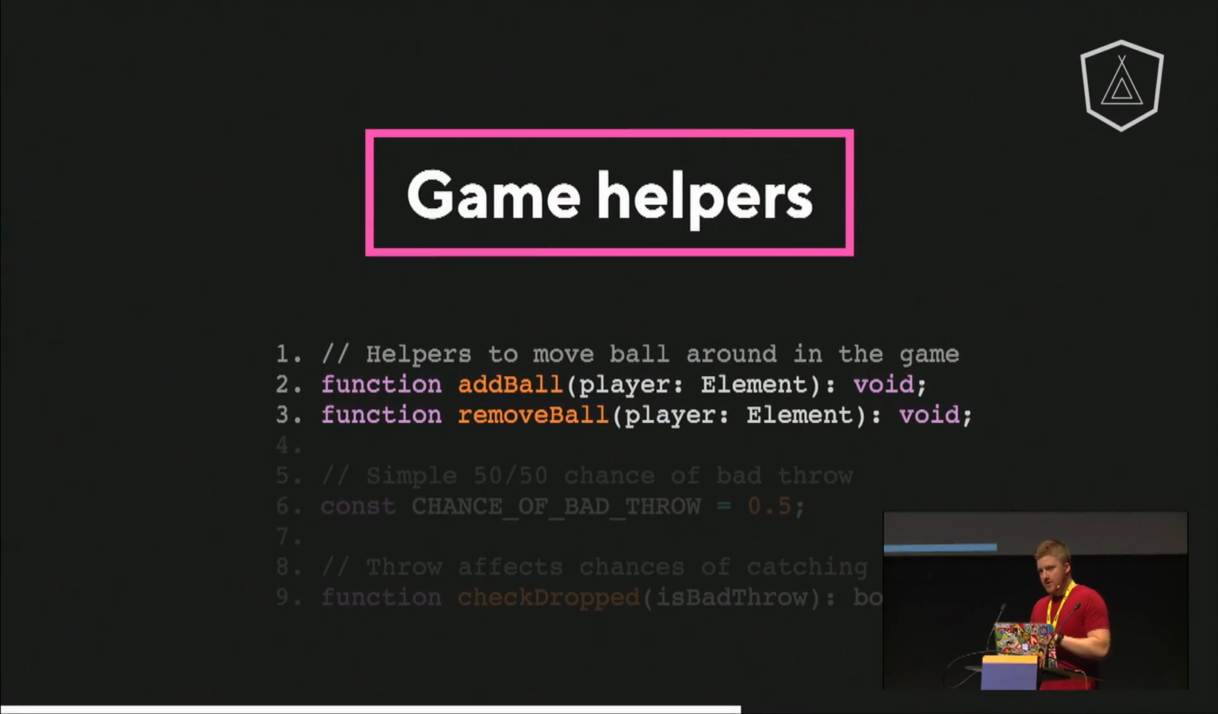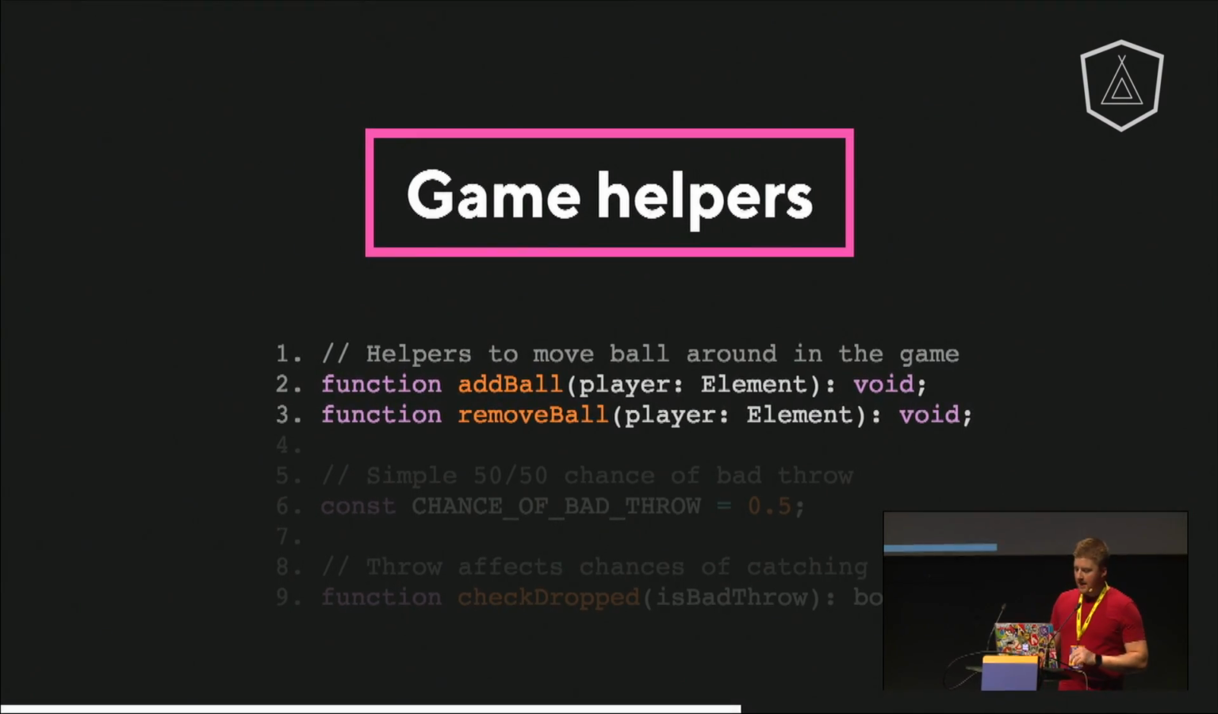Something just to bear in mind across both examples of imperative and reactive is that we have just a couple of helpers involved. So we have this add ball function and remove ball function. That just handles making the ball disappear from me and appear in Todd and that kind of stuff. So it doesn't matter about the implementation details of that.